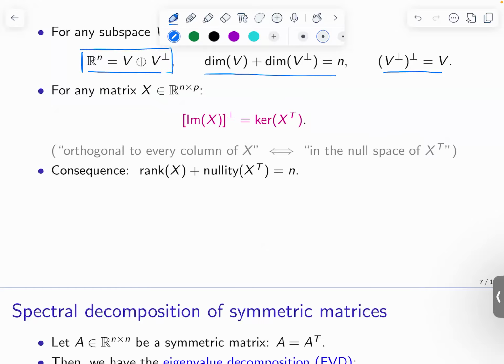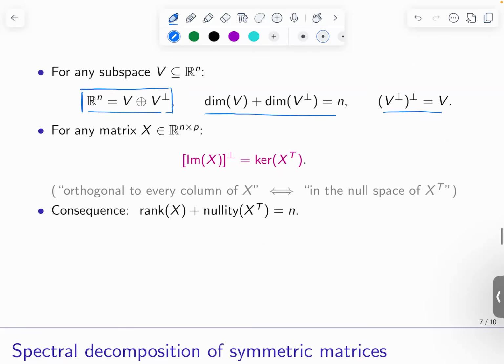And then a consequence of these two facts, let's call this A and this B, is that the rank of X plus the nullity of X transpose is n, because this is the dimension of the image of X, and this is the dimension of the kernel of X transpose. Because the two subspaces are orthogonal complements, the dimensions add up to n. So put A and B together, you get this rank-nullity result.